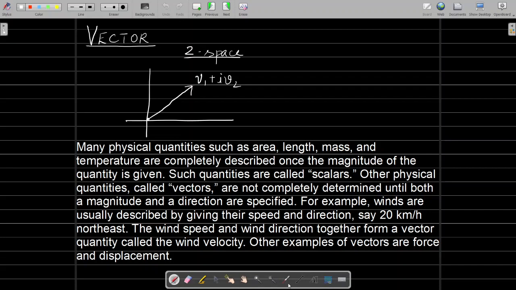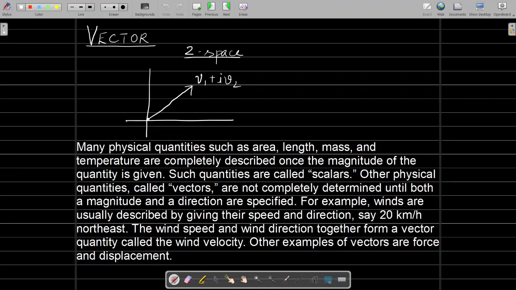But for some quantities, say like length of an object, you just need the magnitude. There is no direction associated with it. Such quantities are called scalars, in which you only need the magnitude of that specific quantity. Examples are length, mass, temperature, etc. But for quantities like velocity, force and displacement, you need the magnitude of velocity and its direction also. So this is the importance of vectors.